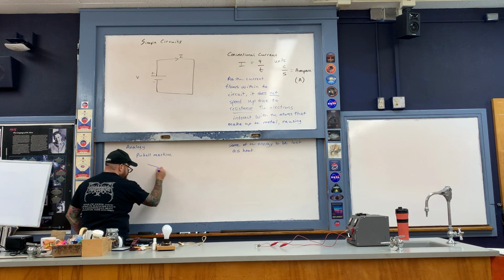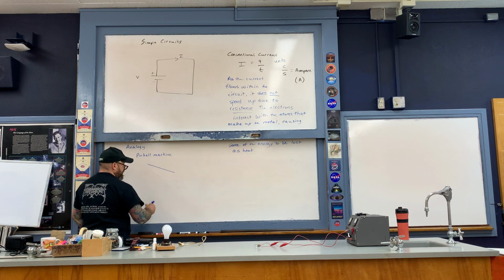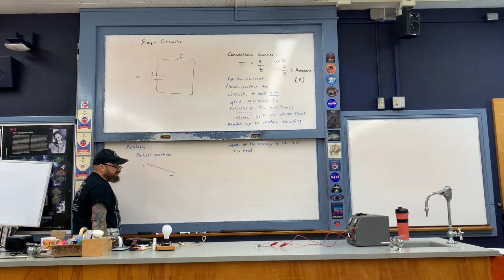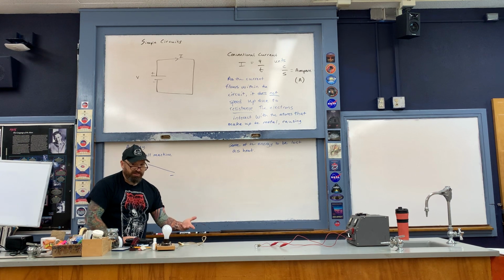Okay, so a pinball machine, of course, is tilted on its side like so. This right here is a region of high potential. It's at a greater height. This right here is a region of low potential. It's at a lesser height.